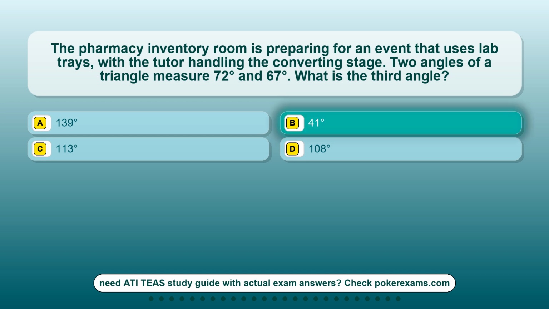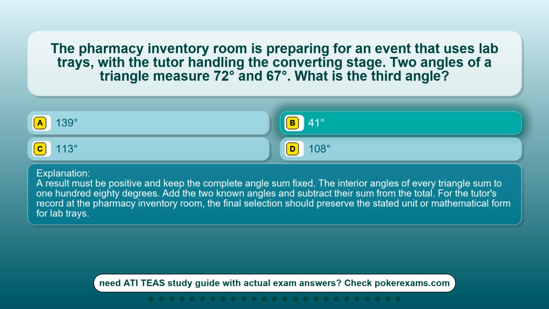The correct answer is option B, 41 degrees. A result must be positive and keep the complete angle sum fixed. The interior angles of every triangle sum to 180 degrees. Add the two known angles and subtract their sum from the total. For the tutor's record at the pharmacy inventory room, the final selection should preserve the stated unit or mathematical form for lab trays.